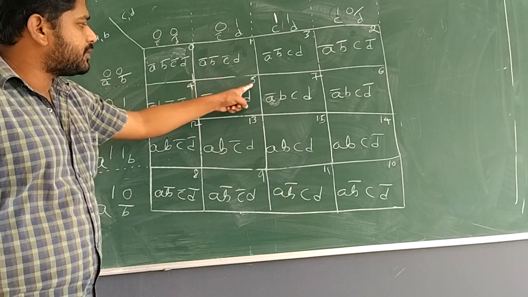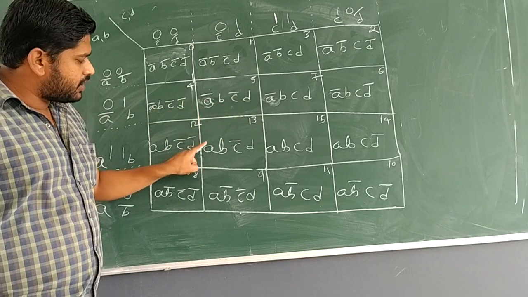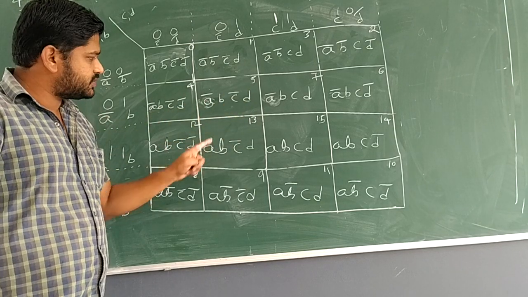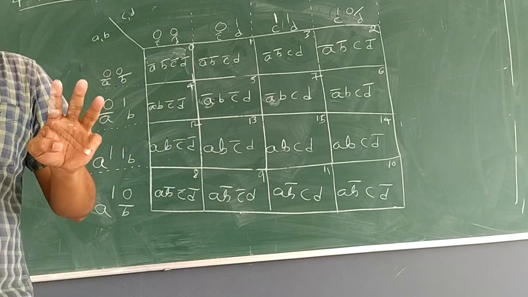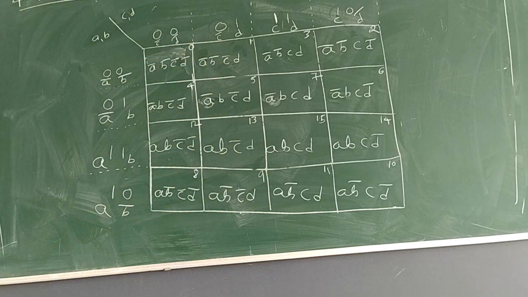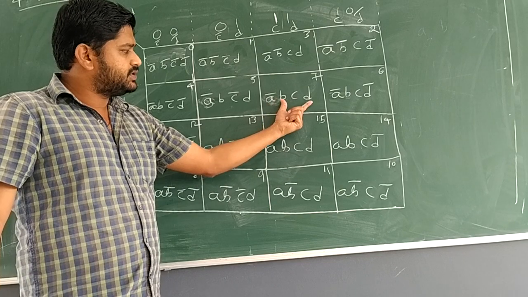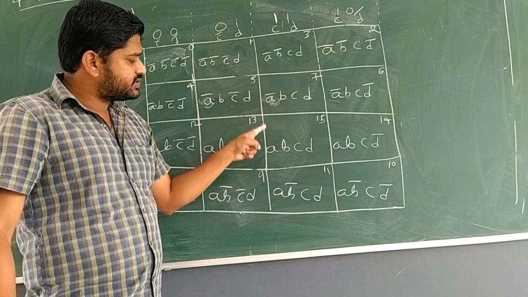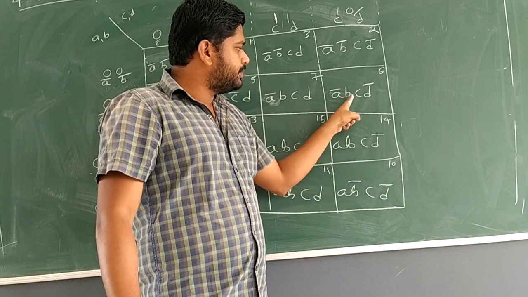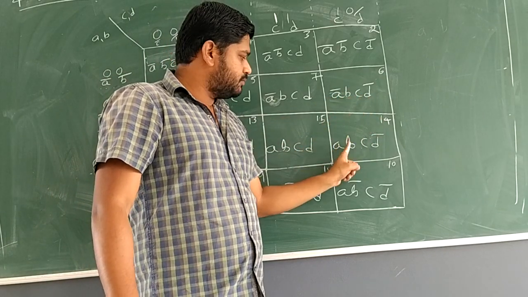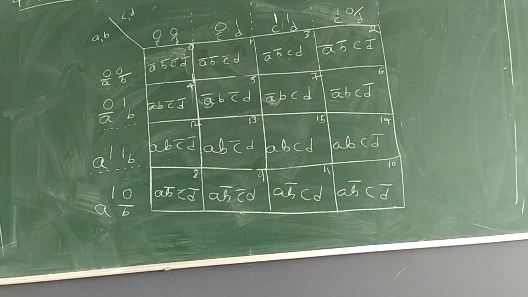So now similarly compare 5 and 13. Again we got A bar and A, 1 difference. B same, C complement same, D same. 3 same variables, 1 different variable. Now we compare 7 and 15: B, C, D, B, C, D, the difference is A bar and A. So now 6 and 14: B, C, D bar, B, C, D bar. The difference is A complement and A.